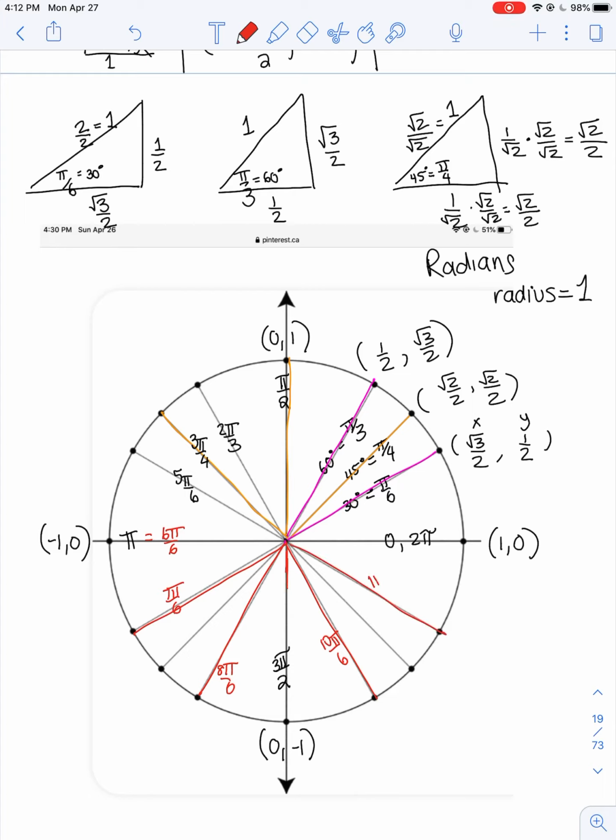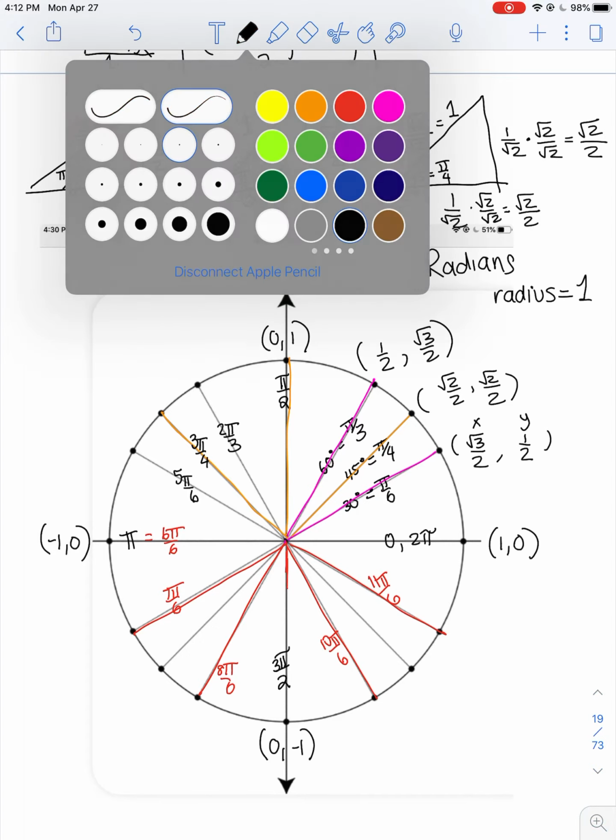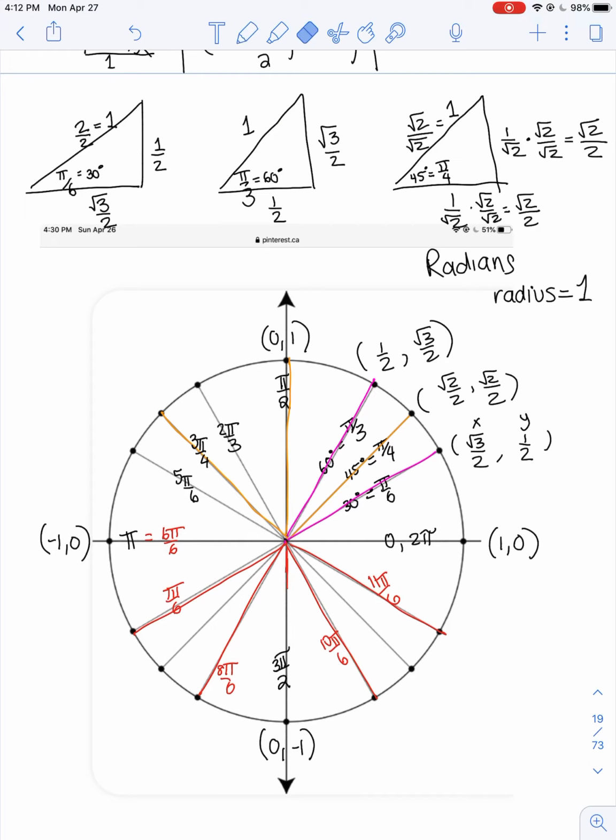This is 10 pi over 6. This is 11 pi over 6. Okay, so now I'm going to just go back and simplify all those numbers to get the answer. So we already have that 6 pi over 6 is pi, so we don't have to include that one. 7 pi over 6 is already simplified, so I'm just going to rewrite it. So 7 pi over 6.